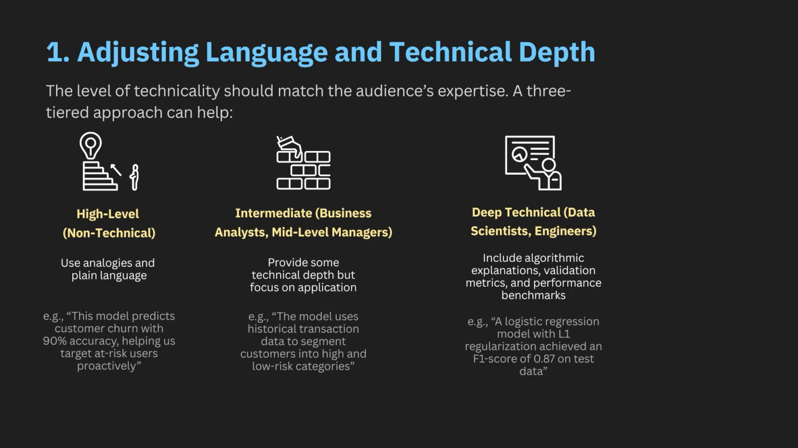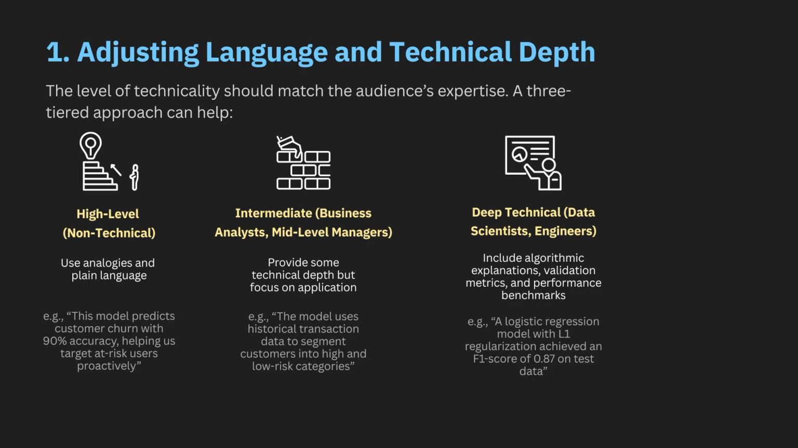A three-tiered approach can help over here. Let's look at a high-level, non-technical audience. For them, we may use analogies and plain language. For example, this model predicts customer churn with 90% accuracy, helping us target at-risk users proactively. This is plain language, devoid of any jargon, and most importantly, it talks about the function of the model more so than the design of the model. Because that is what non-technical audiences are more inclined towards concerning about.